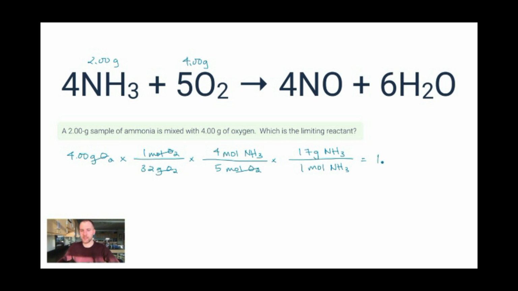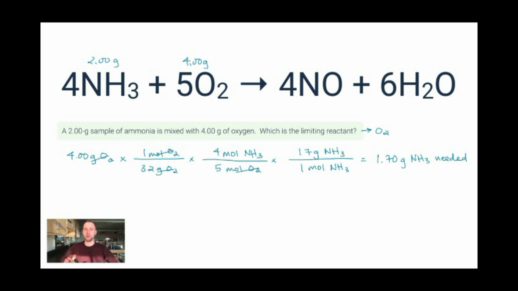And what I end up with is this. 1.70 grams of NH3 is needed. Well, let's look at how much NH3 is available. 2 grams. Well, that's more than 1.7 grams, and that's all I need to react all 4 grams of oxygen. So what that means is NH3 is my excess reactant, and O2 is therefore my limiting reactant. All 4 grams of O2 will react with only 1.7 grams of the other reactant. There's more of the other reactant there. So that's how I know this is my excess reactant and this is my limiting reactant.